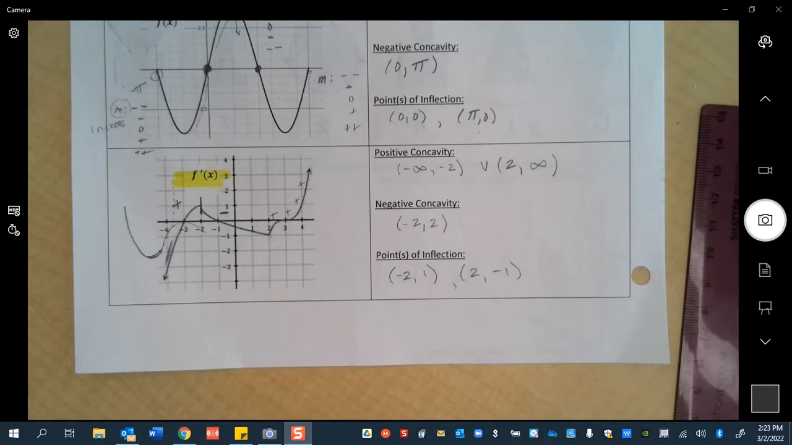So it becomes super important for us to pay attention to whether or not we are looking at the graph of the derivative or the graph of the original function. Okay? All right.